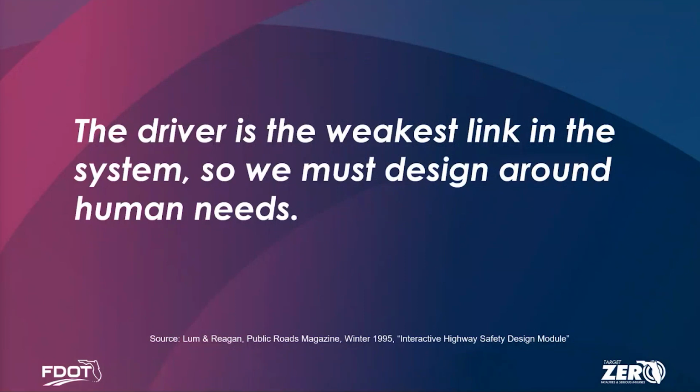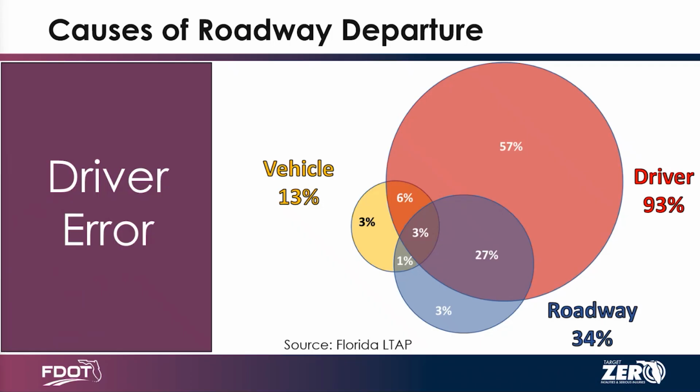And the truth is that the driver is the weakest link in the system, so we must design around human needs. And looking at those numbers and what they really mean, 93% of lane departure crashes are caused by driver error, followed by roadway crashes at 34% and vehicle malfunctions at 13%. But driver error is a huge part of what causes lane departure crashes in our country.